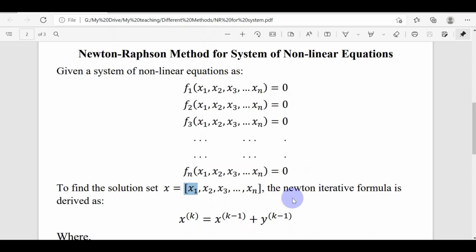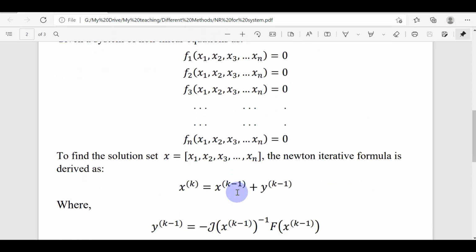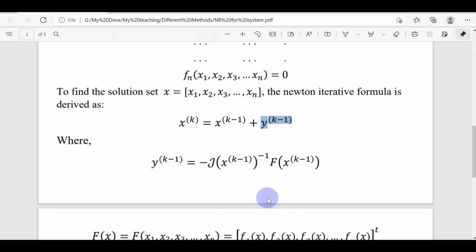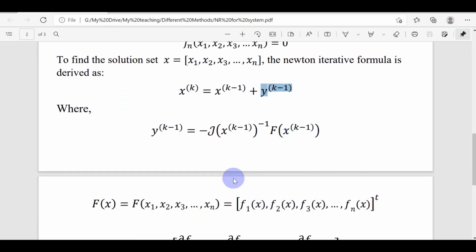we have to apply Newton iterative formula which is derived as this. So the solution vector at the current iteration will be equal to solution vector at previous iteration plus this y thing at previous iteration. This y is computed as negative Jacobian of x at previous iteration, Jacobian inverse, and then f at previous iteration. And of course, what are these Jacobian and f?